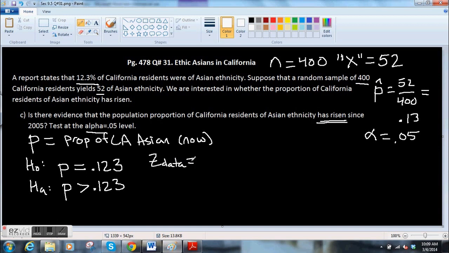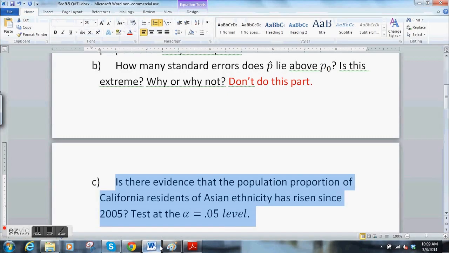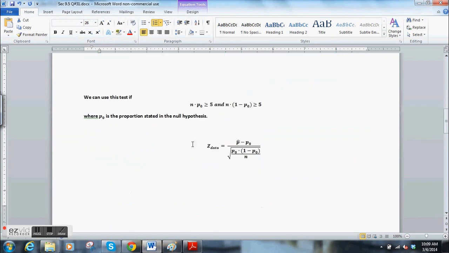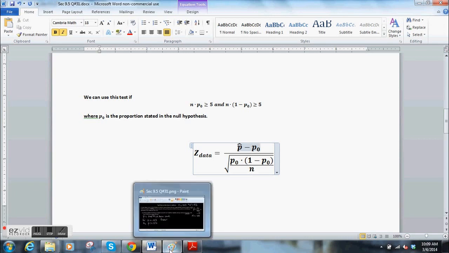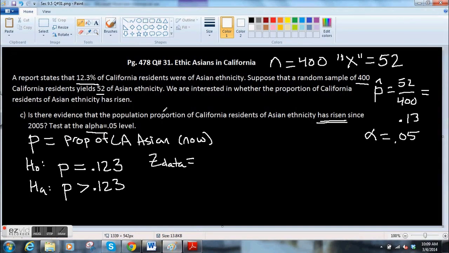So the Z data has this confusing formula, I'll show it to you. It's right here. This is the formula for the test statistic. It's p hat minus p0, divided by the square root of p0 times 1 minus p0, all divided by n. And because I'm doing this on a video, I'll do this all for you. On the very top, p hat, so 0.13, minus p0. p0 equals 0.123.